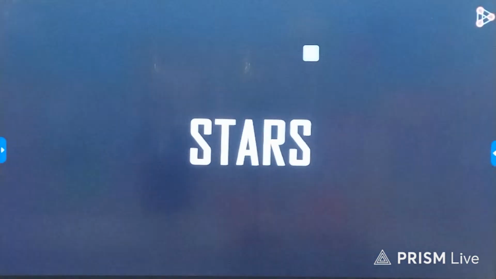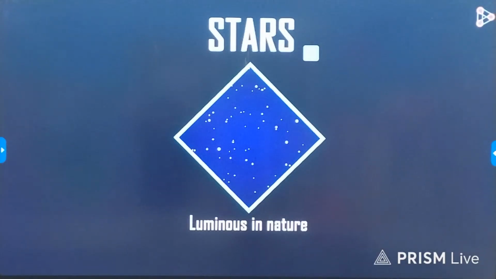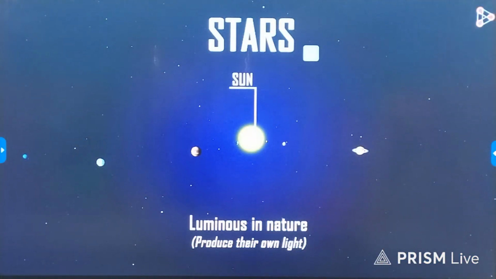Let's talk about stars. What do we know about stars? From our previous topic, we mentioned that stars are celestial objects that occupy space. They are luminous in nature, or in other words, produce their own light. Hang on, produce their own light? Where have we heard that before? If you have seen our previous lesson, can you guess which other celestial object produces its own light? If your answer is the sun, you are absolutely right.